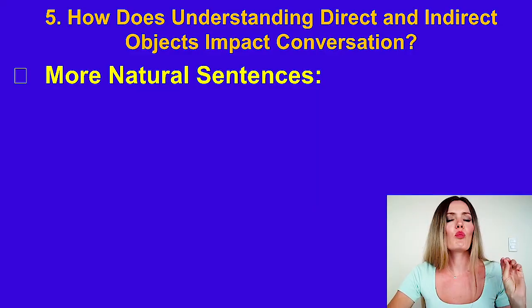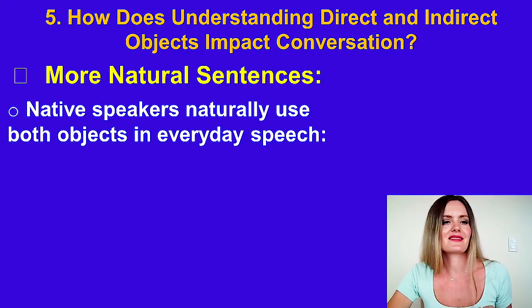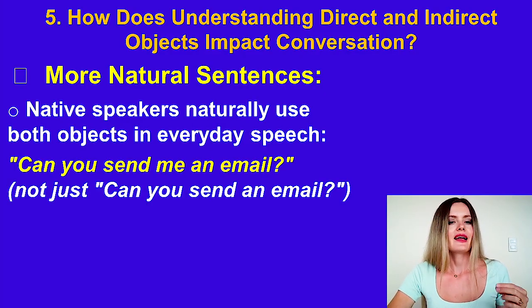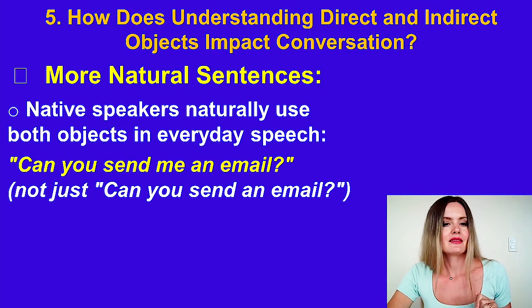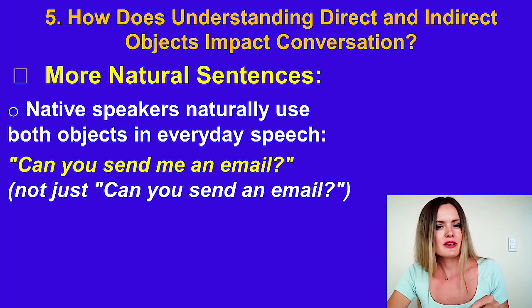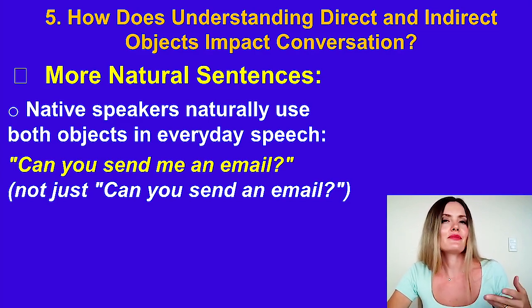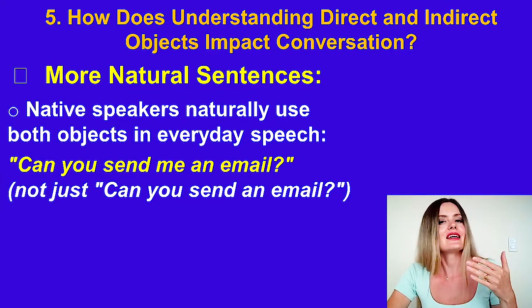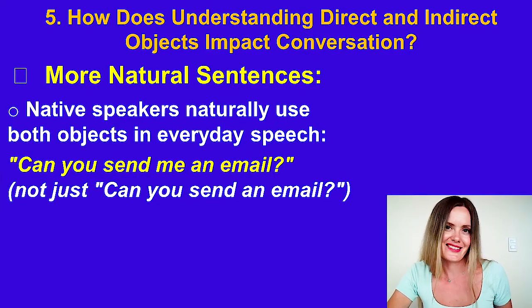Another point, more natural sentences. Native speakers naturally use both objects in everyday speech. Can you send me an email? Not just can you send an email. Native speakers usually say, can you send me an email? So they use both direct and indirect objects in their sentences.